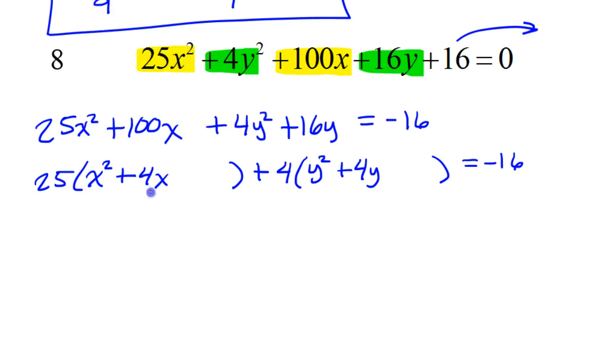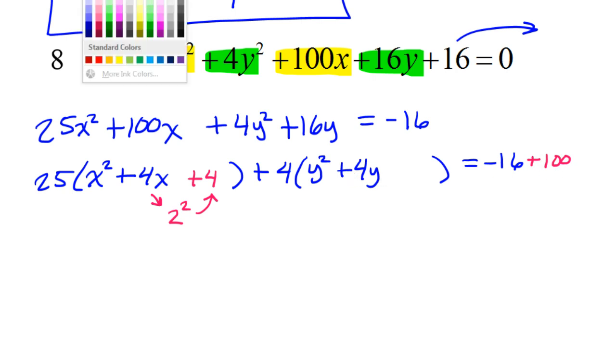So half the middle squared. So half of this is 2, and then if you square that, you're going to get 4. So I'm going to get a plus 4 here. Now I need to balance that out on the right hand side, but this is not a 4. This is really 25 times 4, so I'm going to balance it out with a 100.